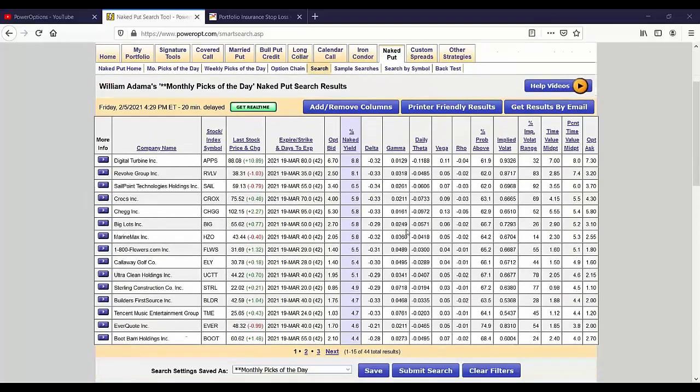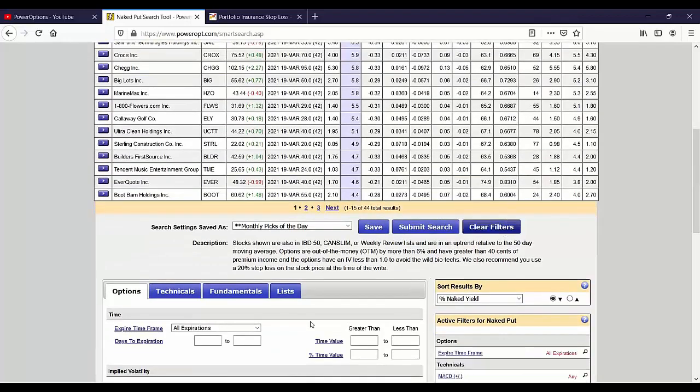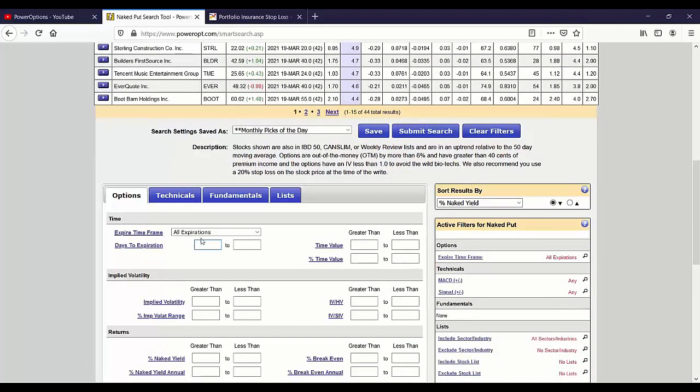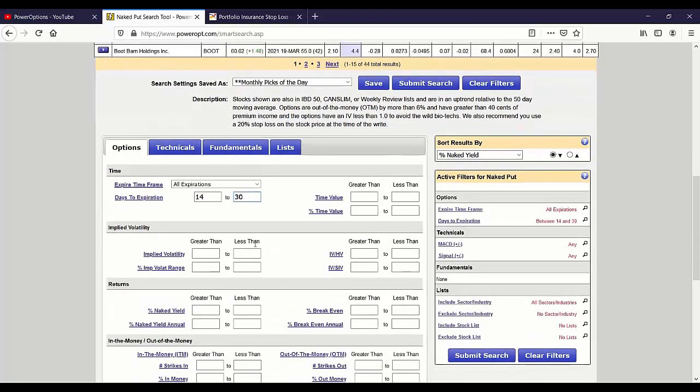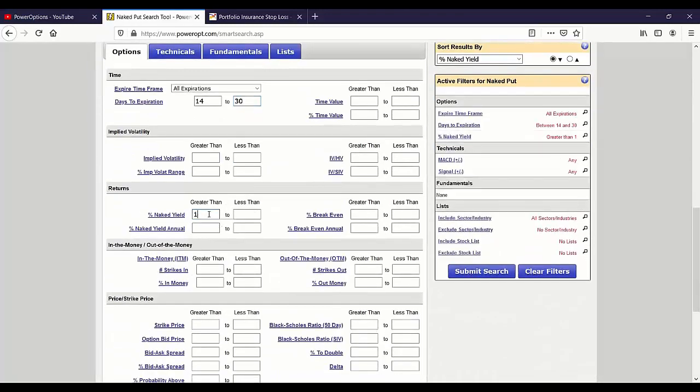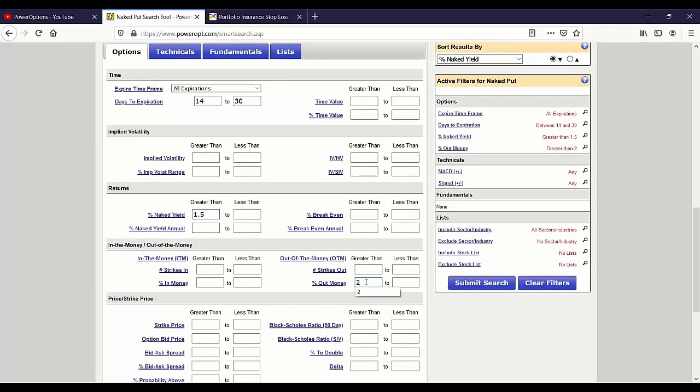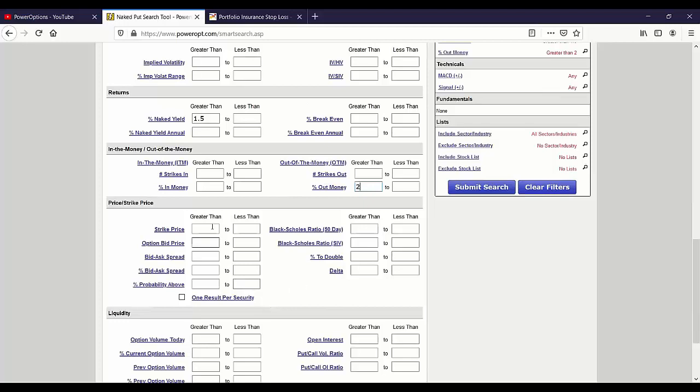Okay. So this wasn't directly related to the search, but what William's saying is that he has put a search together where he's looking maybe 14 to 30 days out in time for his positions. So we'll set it to all expirations, 14 to 30, 2 to 4 weeks. And he's looking for probably a good yield of 1.5%. Let's see if we get that. I might have to drop it down to 1. And he said he's using the delta of less than 0.3.